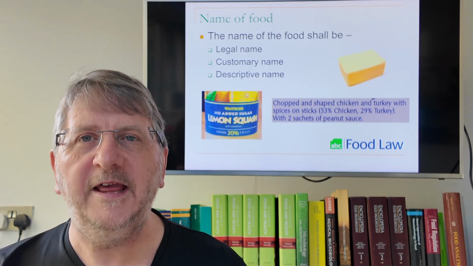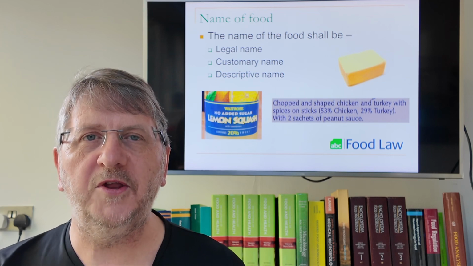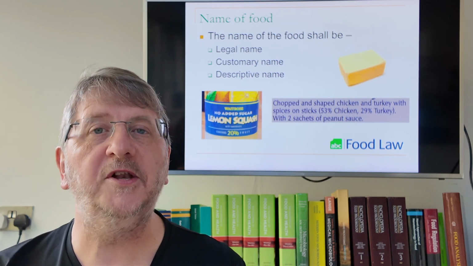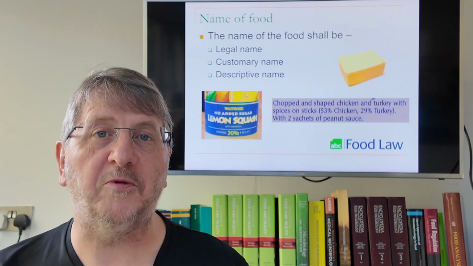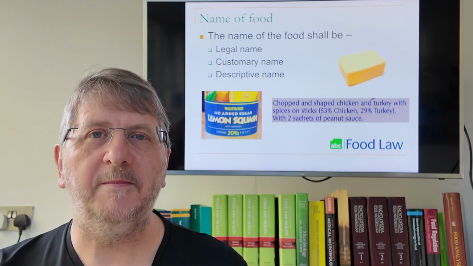Descriptive name is exactly that. It's a brief description of the food so that the consumer, when they look at the descriptive name, understands what it is and they can distinguish it from another product. That's all it is. So a descriptive name you'll find pretty much everywhere.